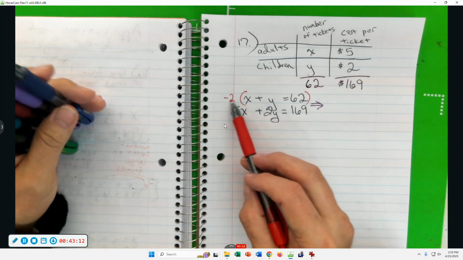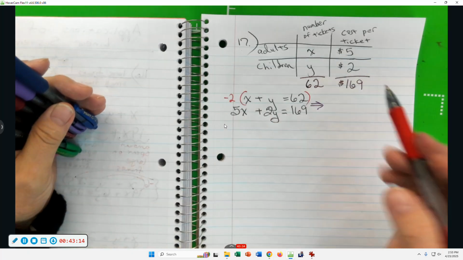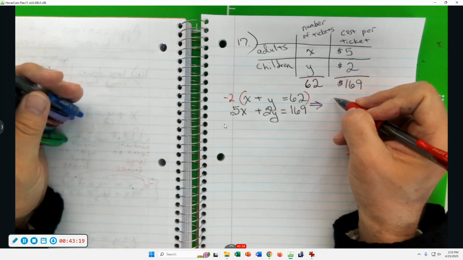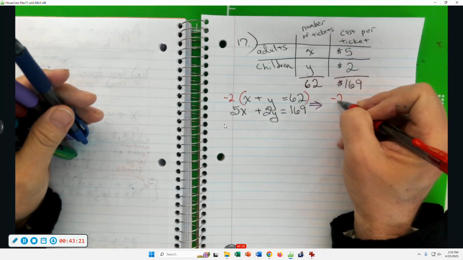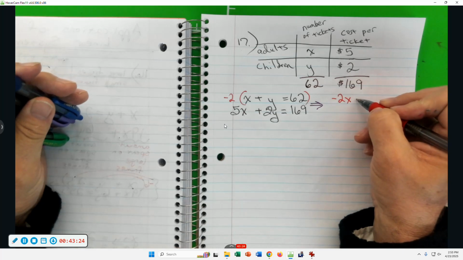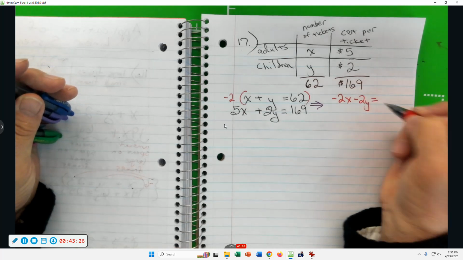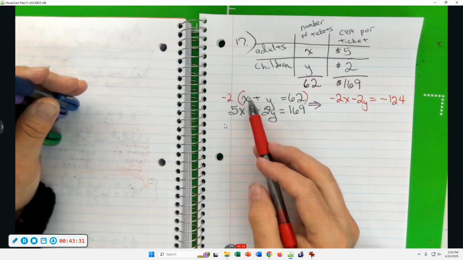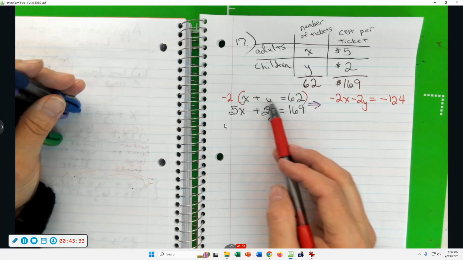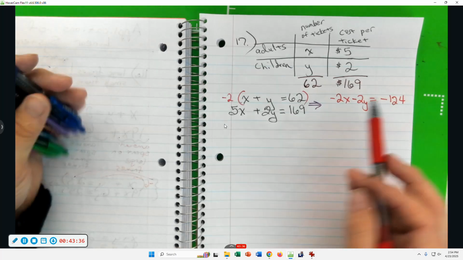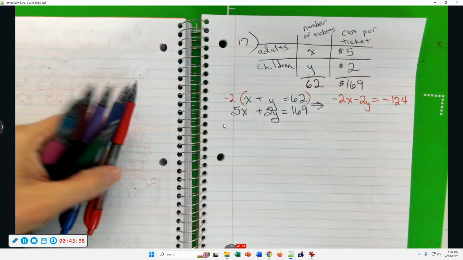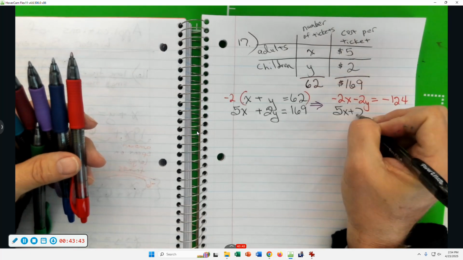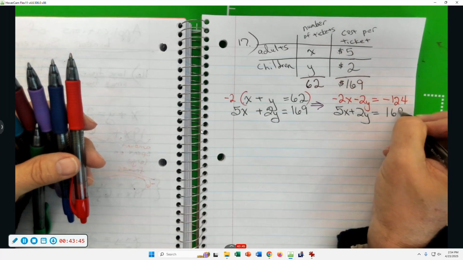Well, okay, distributing the -2, what are we going to get? Y'all just call out that rewritten first equation. What will it give us? -2x, keep going, minus 2y equals, okay. Multiply by -2, multiply by -2, multiply by -2. Now the second equation isn't changing. It stays at 5x plus 2y equals 169.